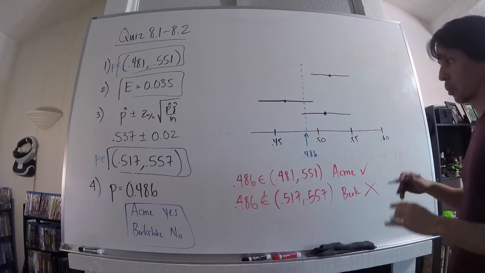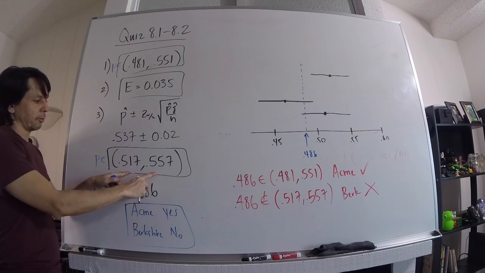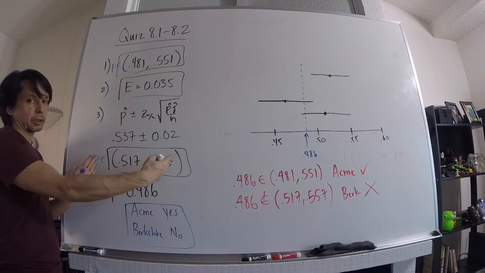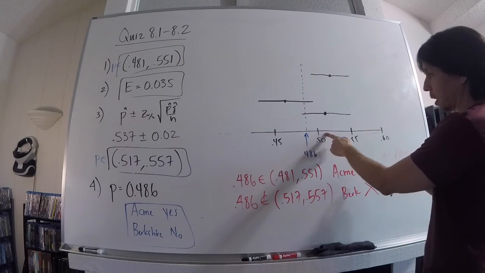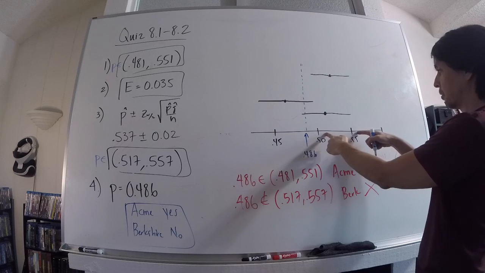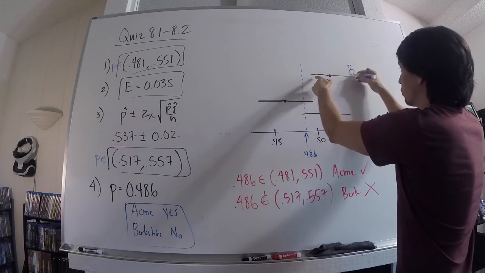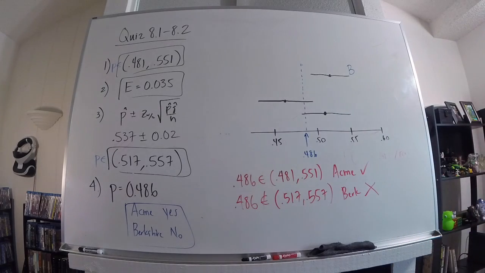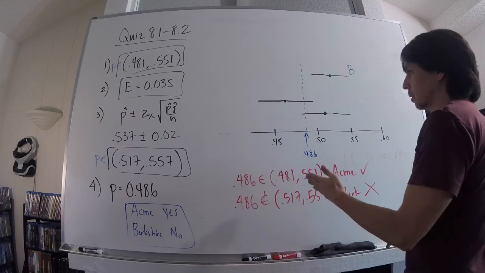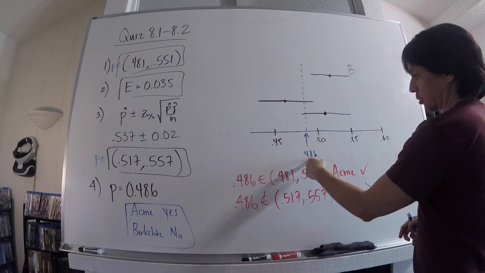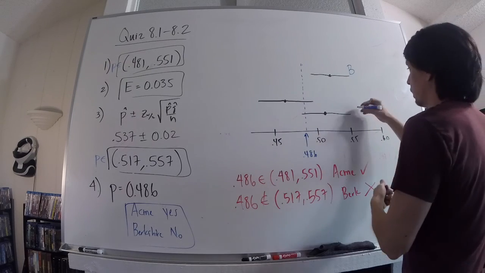But let's go through it more carefully just to be sure. I'm going to do Berkshire first. 51.7, 55.7. So you're looking for the one that spans from 51.7-ish, which is about here, to 55.7. So about here to here. That's the only one that makes sense. That is Berkshire for sure. Going back to Acme, 48.1 to 55.1. 48.1 is a little bit below this. 55.1 is a little bit below that. That's that right there. Okay.